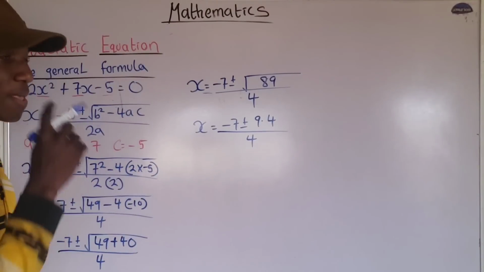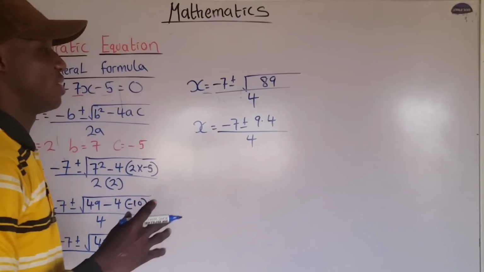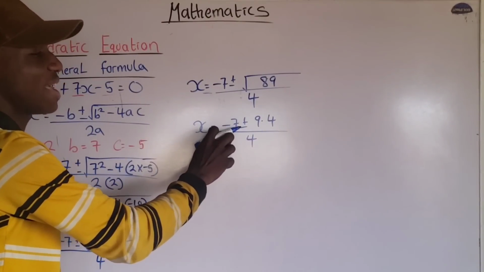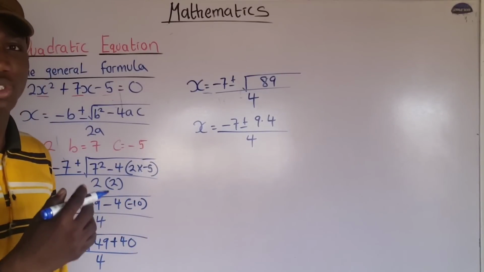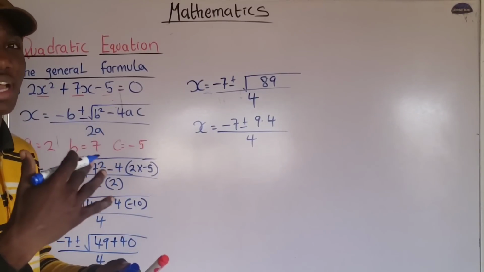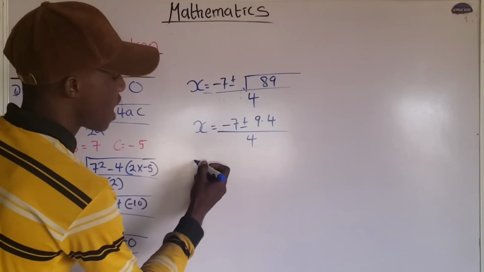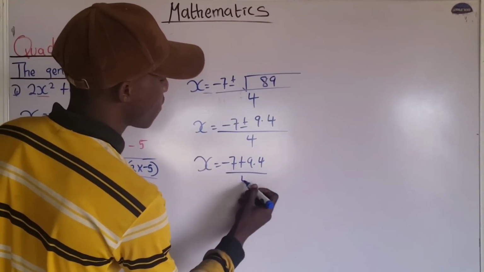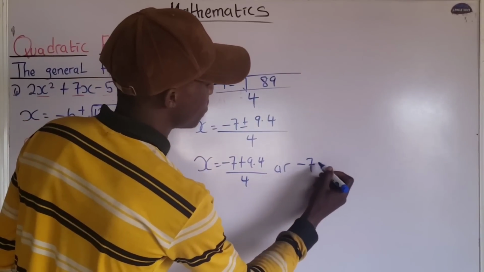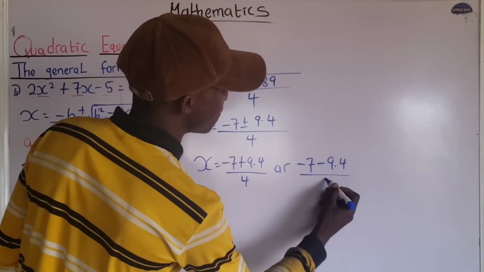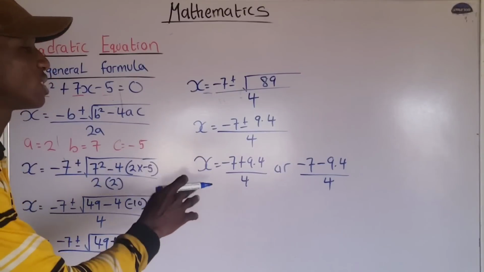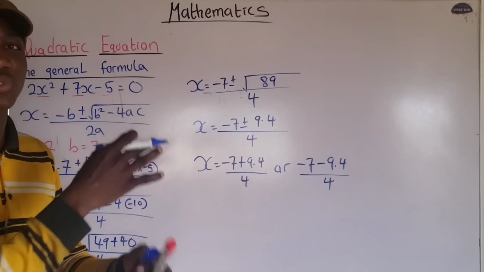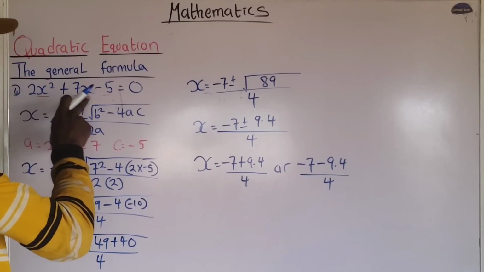Do you understand? Okay? Now, you can see that we're having two signs. The numerator is separated by two signs, so I'm going to separate the two signs. Are you paying attention? So in an attempt to do that, I'm going to have x is equal to minus 7 plus 9.4 all over 4, or minus 7 minus 9.4 all over 4. That means that any value that we get by resolving these fractions satisfies the quadratic equation 2x squared plus 7x minus 5.